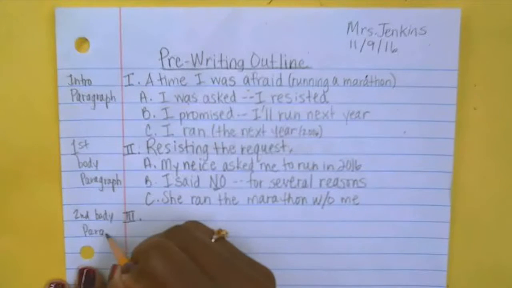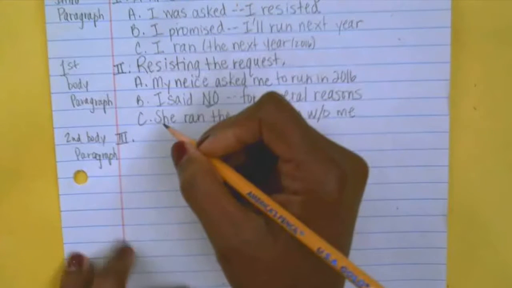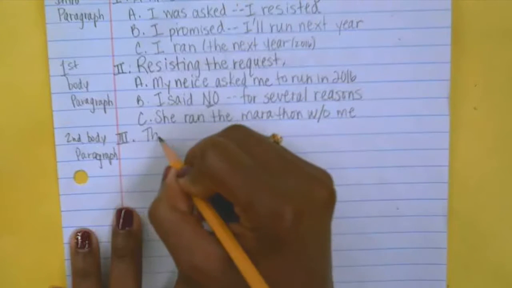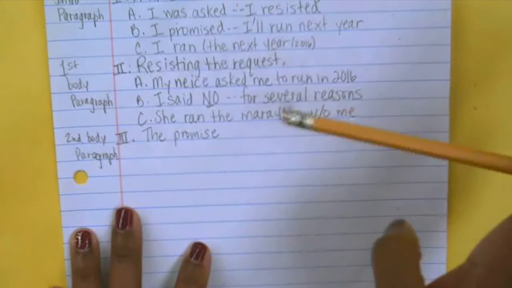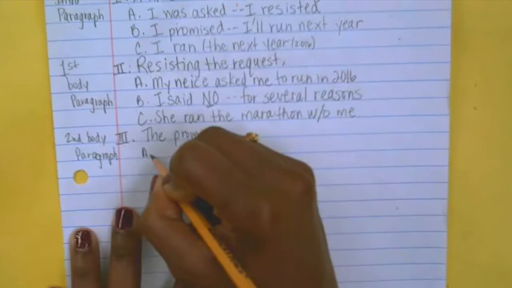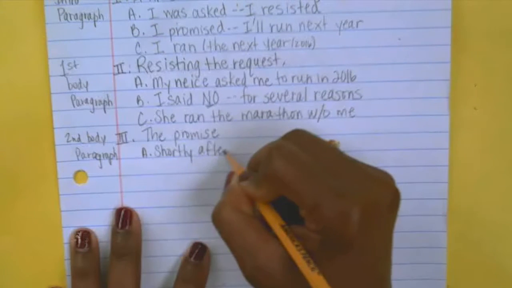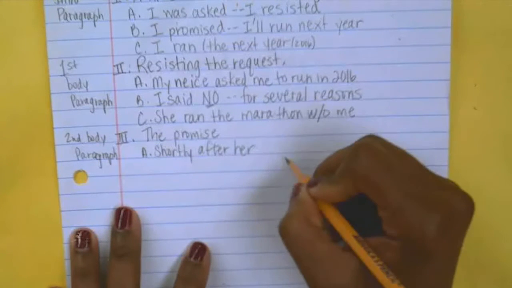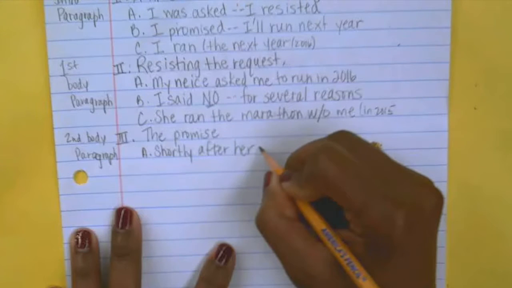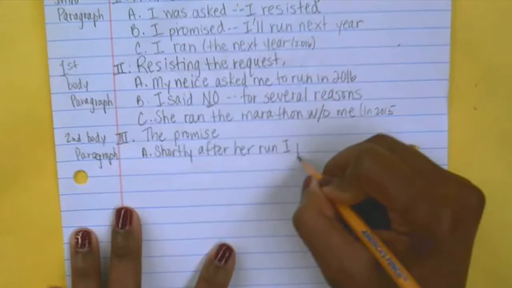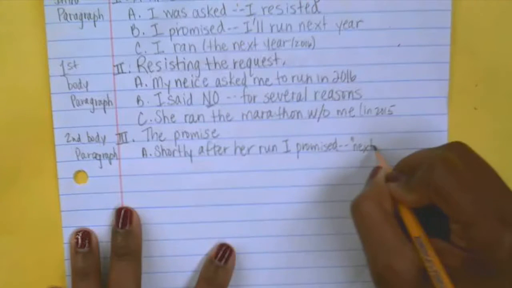So now it's time to talk about Roman numeral 3. This is the second body paragraph of your essay, and it represents the event as it continues on. So in the middle of my event, I made a promise. I basically promised her that since I didn't run with her in 2015, next year, just ask me about it next year and I will run with you in 2016. So she was very excited about that. She accepted that. She was happy about that. So yeah, I just promised her I would run with her next year just to make her feel better, basically.